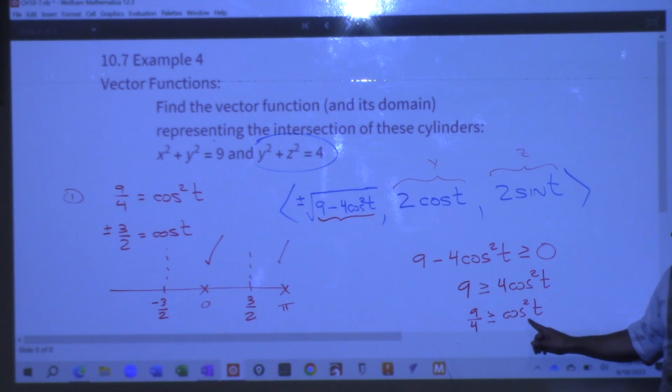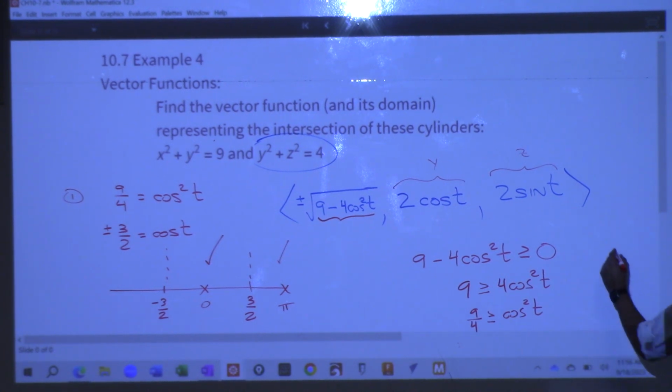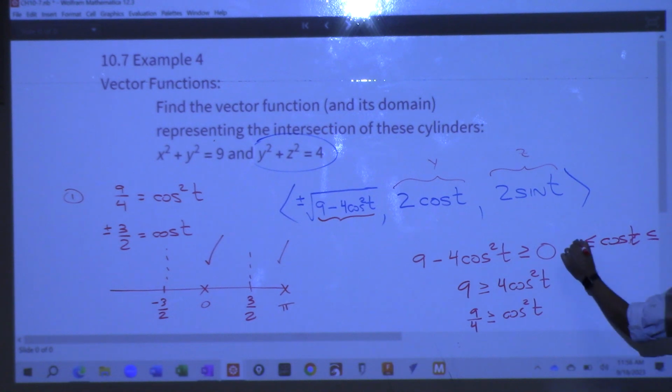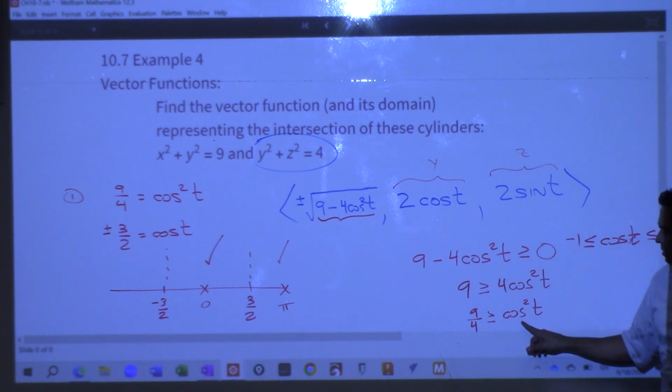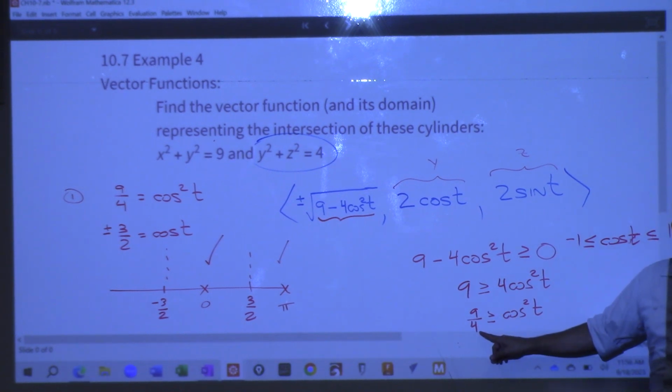What does cosine squared look like if you graph it? What's the biggest? If you think about what cosine looks like, cosine of t has to be between what two numbers? What's the bound on it? So if I square this, then it has to be between what? 0 and 1. When you square cosine, it has to be between 0 and 1. And 9/4 is always bigger than 0 and 1, right?